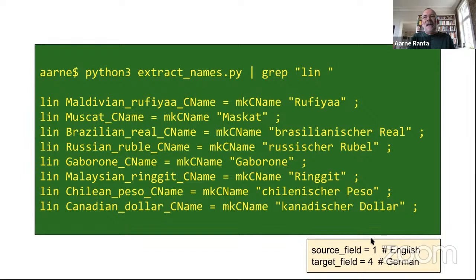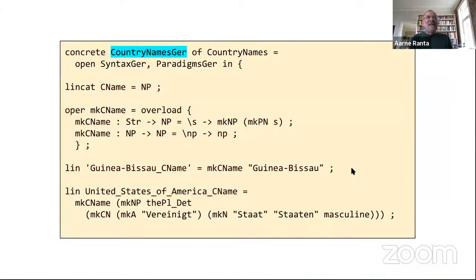So here I got these country names in a table, with different columns giving labels in different languages. I want to get this in German, so I change the target field in the script, and I get the German concrete syntax. There I have to take it seriously that the country names are noun phrases, and they might have more structure than just being a string. If you have Guinea-Bissau, this is just a string, and it works okay. But if you have the United States, then you have to give it the structure of being the plural determiner of Vereinigt and Staat.